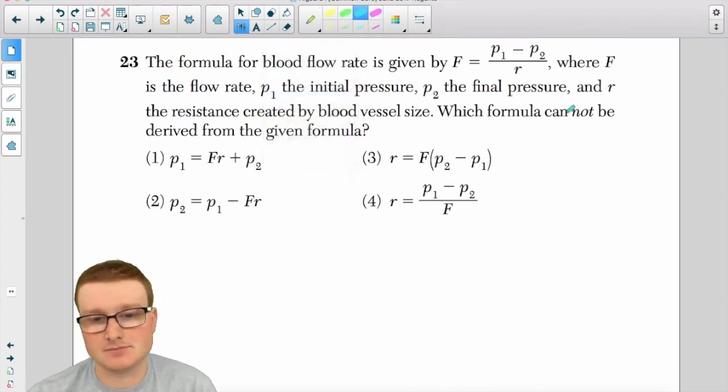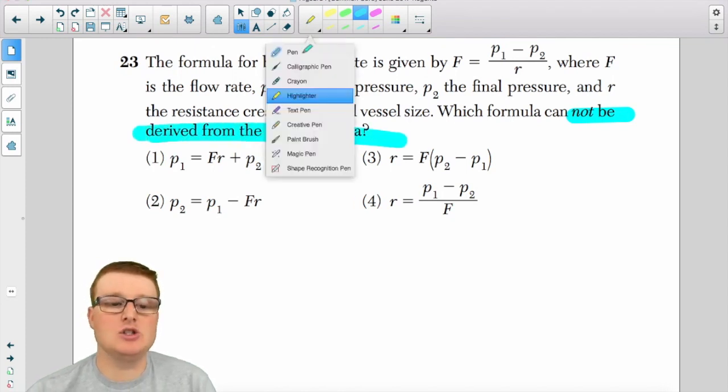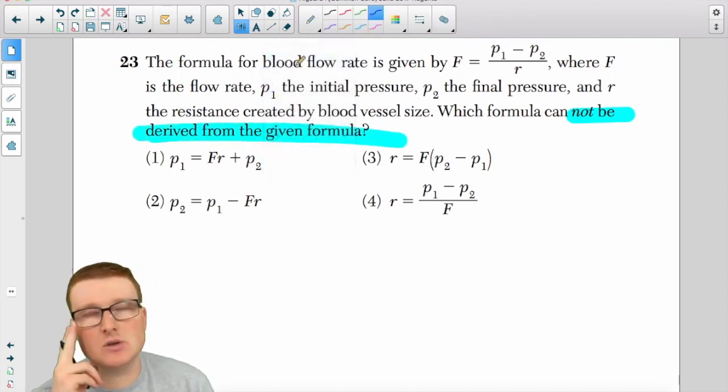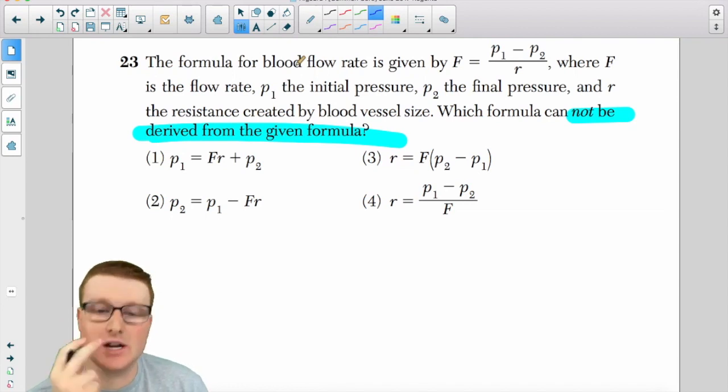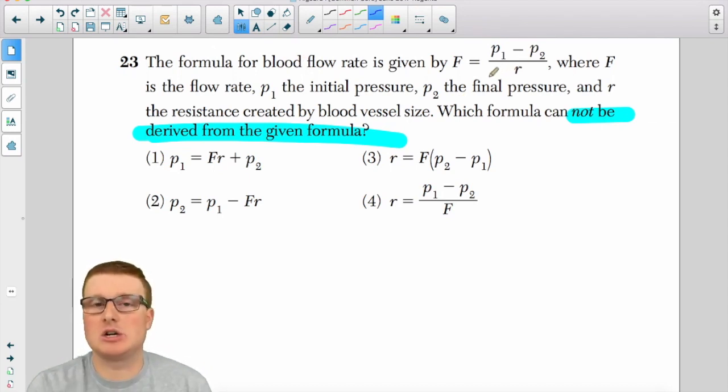Which formula cannot be derived from the given formula? So basically what they're doing here is using what's called literal equations. Literal equations means that you isolate one variable in terms of the other variables. Notice how there's absolutely no numbers in this equation, so you need to isolate one variable in terms of the others.